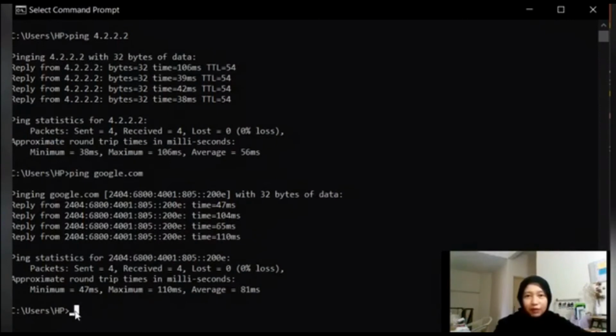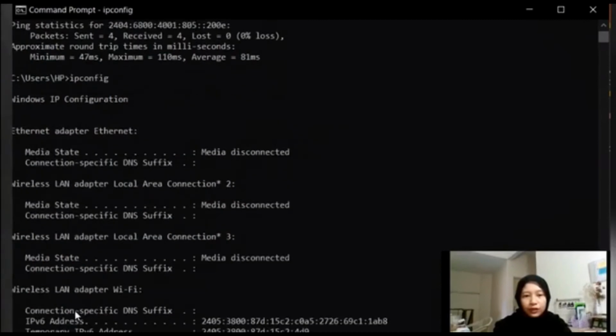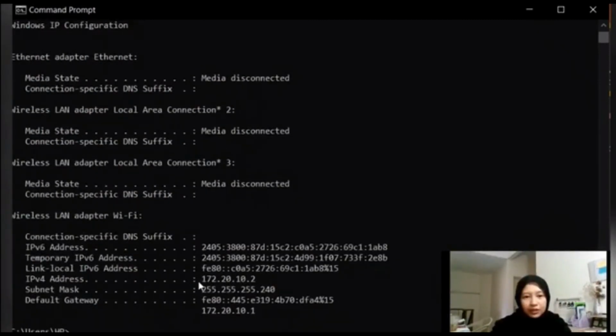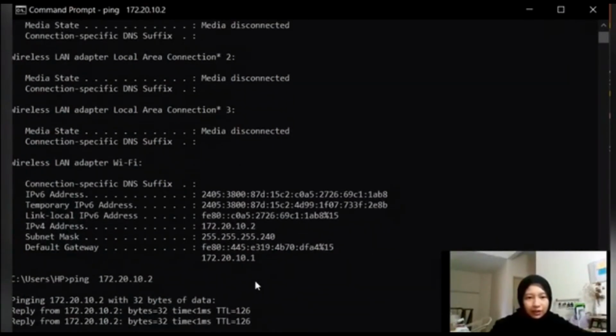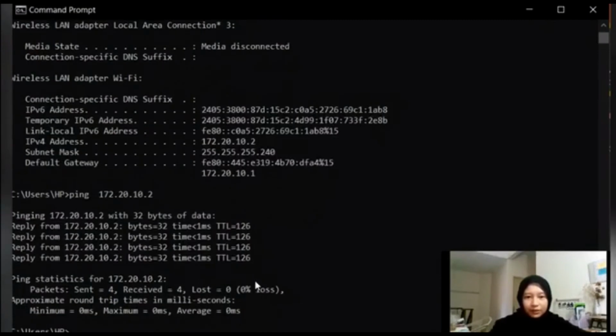Okay, let's ping your IP address. How do you know your IP address? Just type ipconfig, and there you go, your IP address is right here. Just copy it and type ping, paste your IP address, and then press enter, and wait for the result to know if there is any packet loss. Loss here being 0 means that the connection was stable.